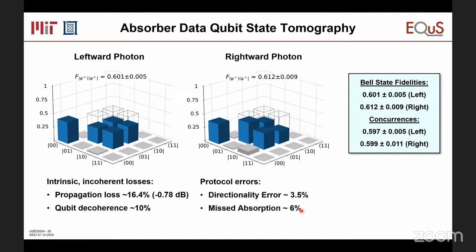So wrapping it all up, the Bell state fidelity that we get on the absorber side is 0.6. Concurrence is also around 0.6 in both the left and the right directions. So it's a point above 0.5, so we know that it is entangled and quantum mechanical. The error budget accounts for about 32%. The next experiment now is to put the qubits on the same chip in the same package and have them talk to each other. That will eliminate at least a lot of the errors on this side.